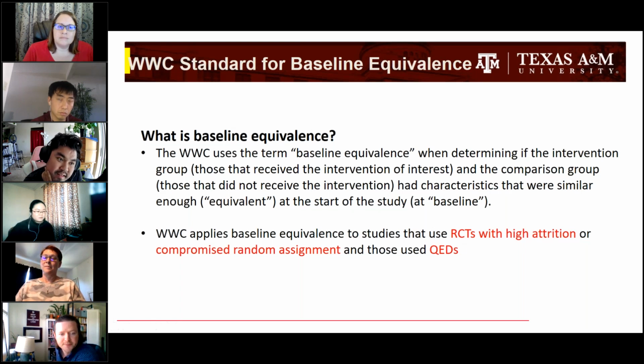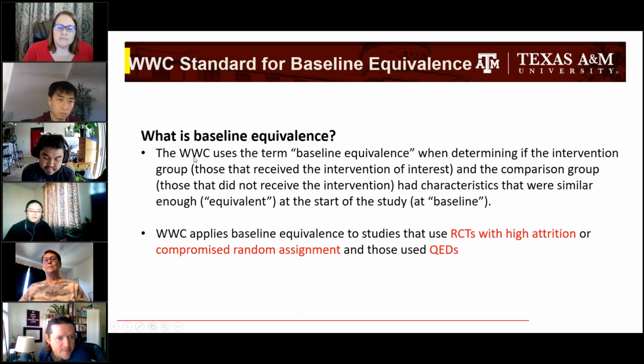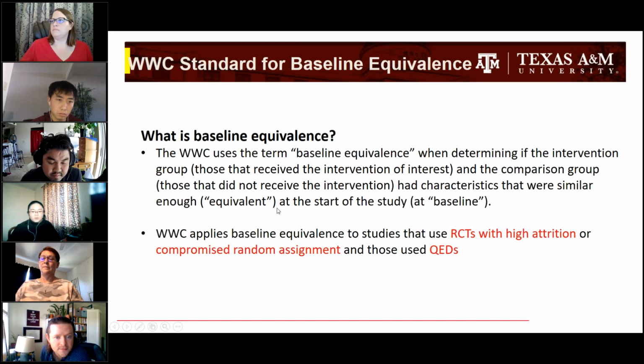Stay the course, Shifang. Okay, so another question is, what is baseline equivalence? WWC uses the term baseline equivalence when determining if the intervention group, those that receive the intervention of interest, and the comparison group, which did not receive the intervention, like business as usual, had a characteristic that was similar enough, equivalent, at the start of the study.